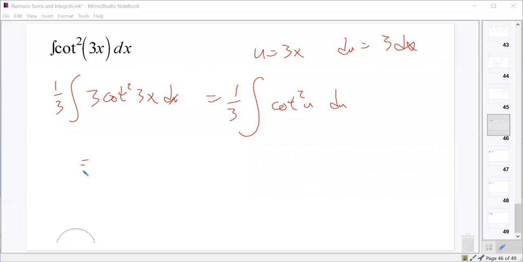Somebody said something in the chat. Yeah, cotangent squared is equal to cosecant squared minus 1. So we've now got 1/3 times the integral of cosecant squared u minus 1 du. And if we integrate that, what's the integral of cosecant squared u?